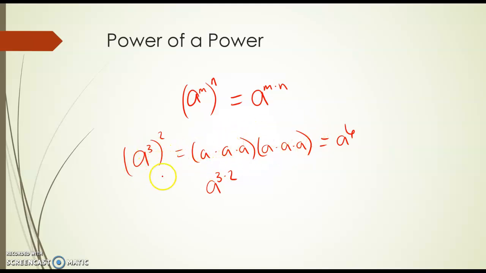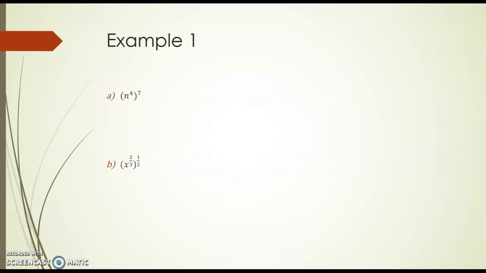When I take a cubed and I square it, then I end up with a to the 6th, or I end up with 6 a's. All right, so let's practice it. This first one, n to the 4 times 7, that's just going to be n to the 28th power.